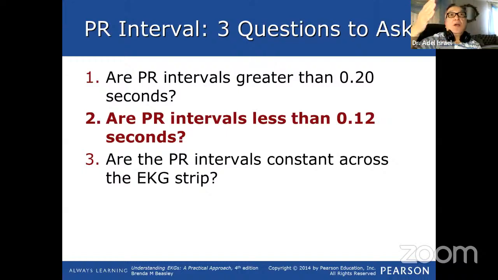So it should be constant all the way throughout the EKG, because we are going to have degrees of heart block, Mobitz type. It will be like increasing, then it will drop.